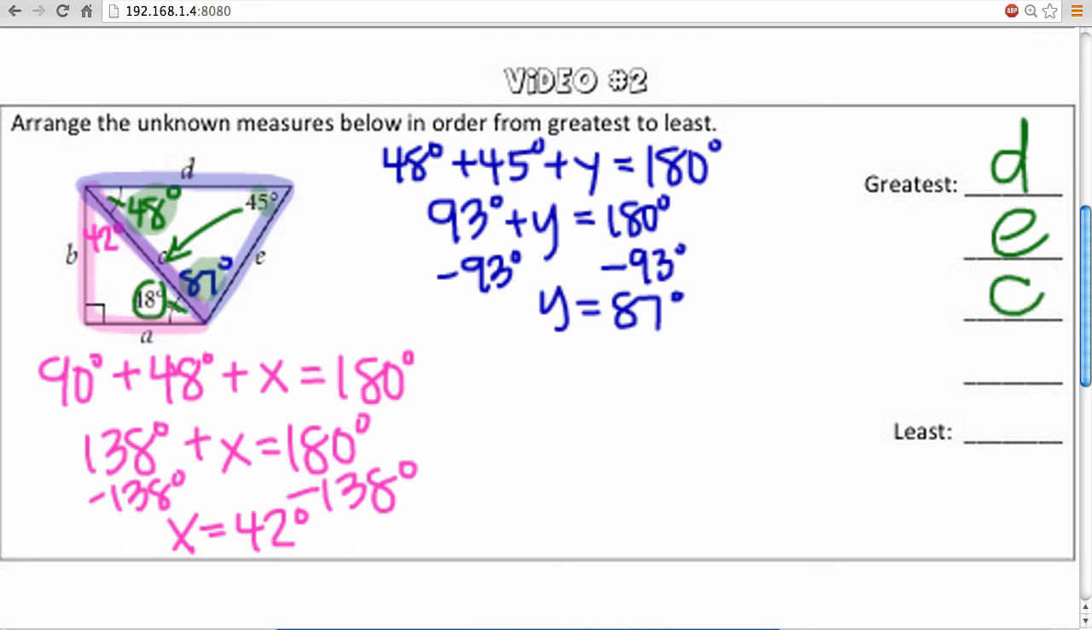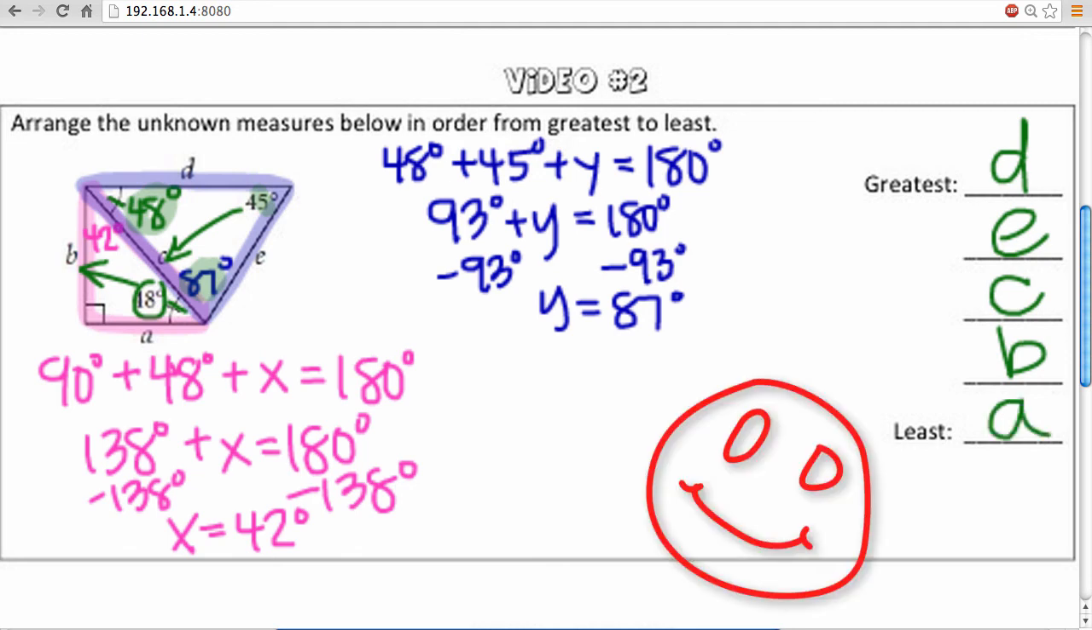And then we can start looking at the other triangle. So we have a 42-degree angle and a 48-degree angle. Which one is greater? Well, 48 is biggest, so that means that the side length across from 48 is going to be the next largest. So that's side length B. And lastly, we have the smallest side, A. And there you have it.